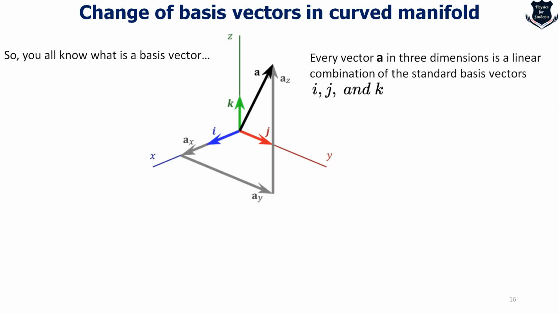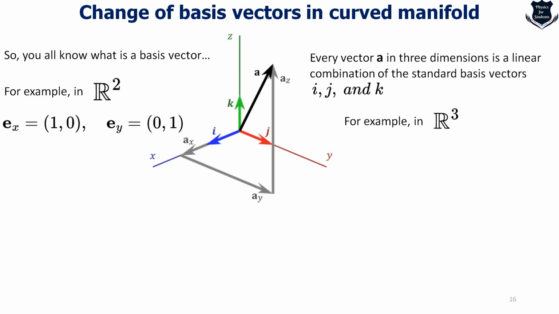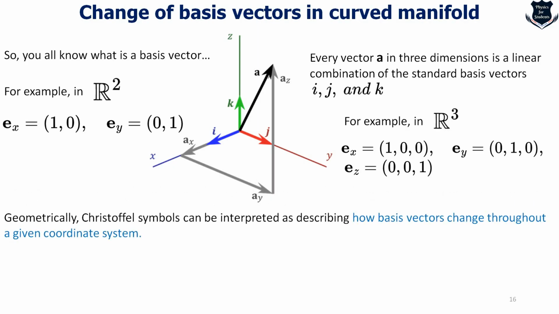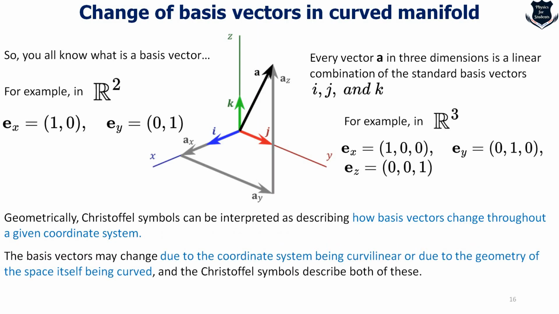As you can see, the vector A in 3 dimensions is just a linear combination of the standard basis i, j and k. So for example, in R2, we get a basis vector like this, and in R3, we get a basis vector like this. What is important is that here the basis vector doesn't change. So geometrically we can say Christoffel symbols are interpreted as tools which tell you how basis vectors change in a given coordinate system. That means the basis vector can change due to curves, due to geometry, etc., and the Christoffel symbols describe both of these.